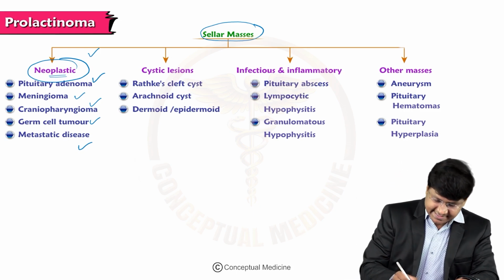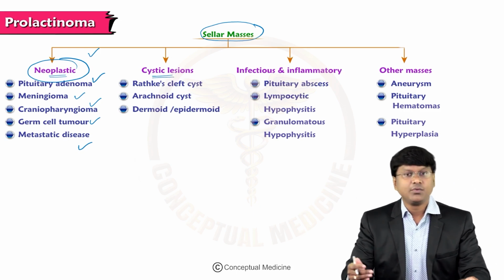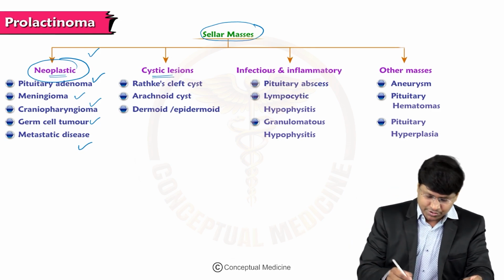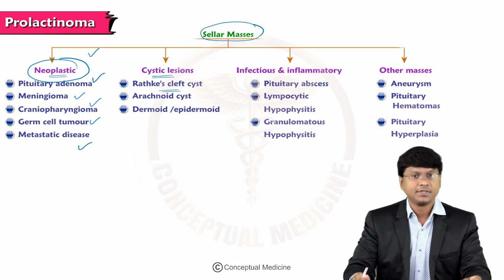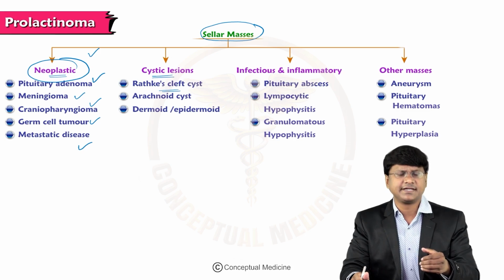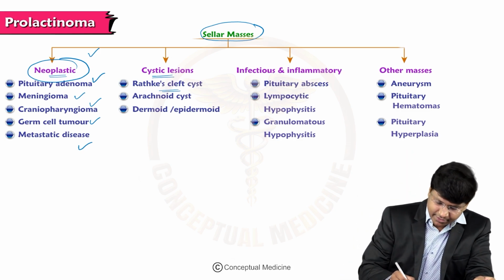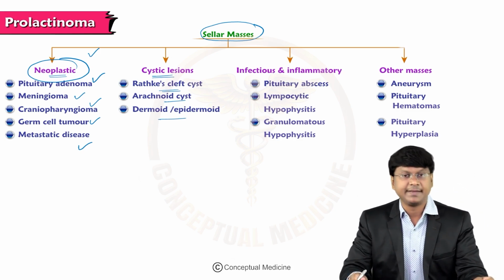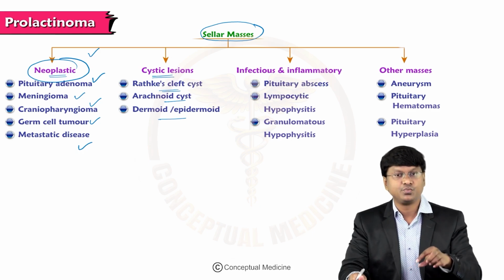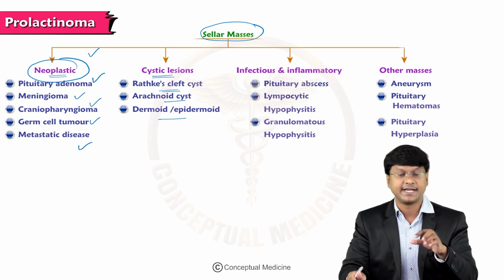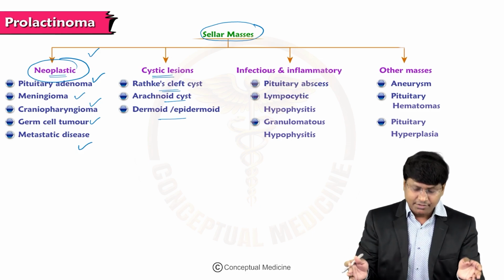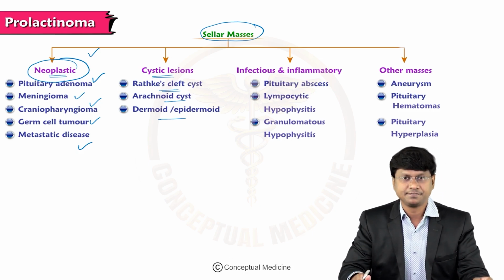Then we have cystic lesions. What are these cystic lesions? That includes the Rathke's cleft cyst, which originates from the remnants of the Rathke's pouch. Then we have arachnoid cyst and dermoid or epidermoid. These are the cystic lesions which constitute the sellar masses and which can cause compression on the surrounding structures.